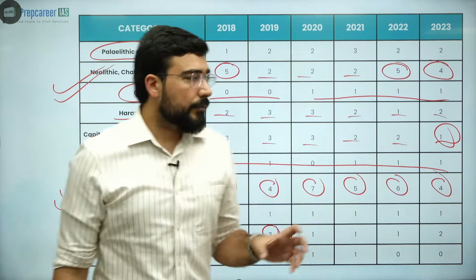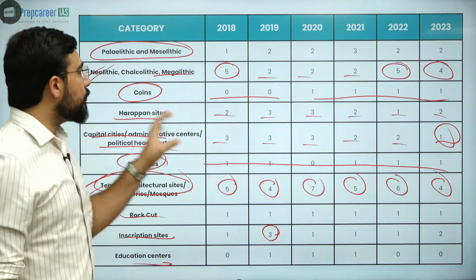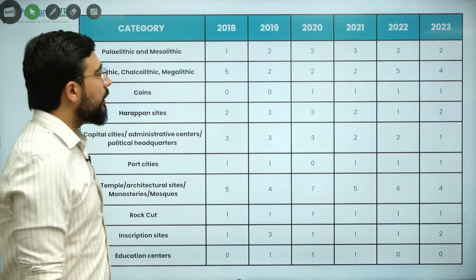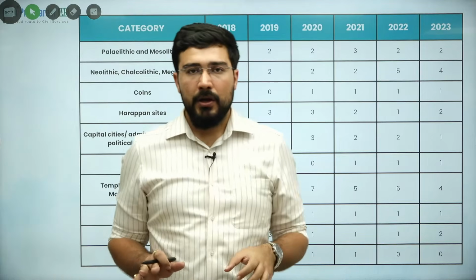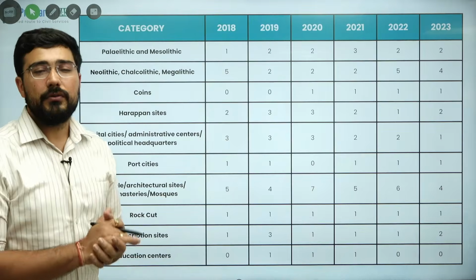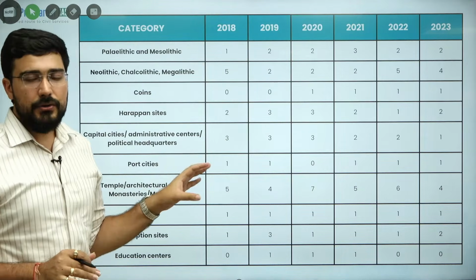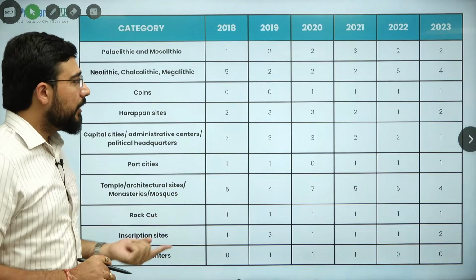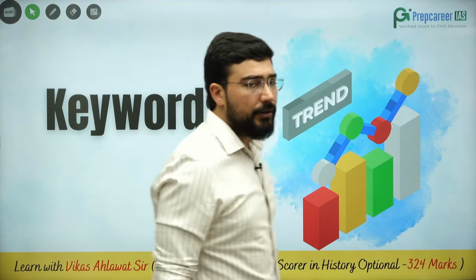So these are the majority of the sites which have been asked by UPSC under the different categories. This is the overall trend which we have taken of the last 6 years. Save it with yourself, and when you go for revision you'll understand which area you should revise first, and this is going to give you the clues regarding this. I hope you're able to understand.